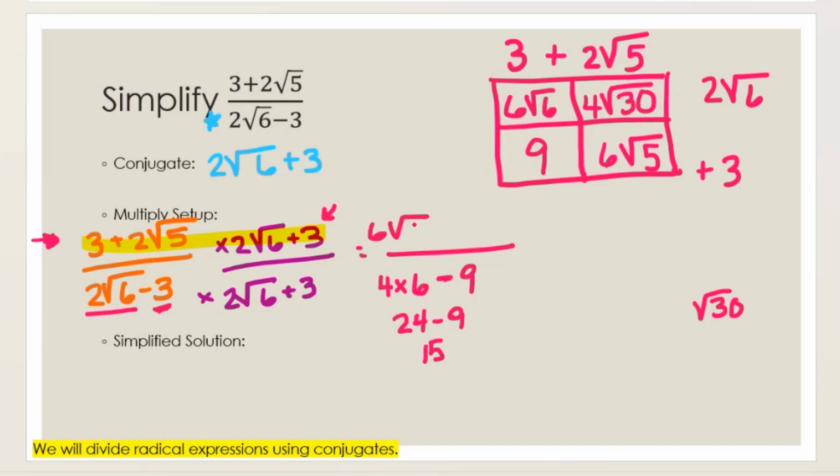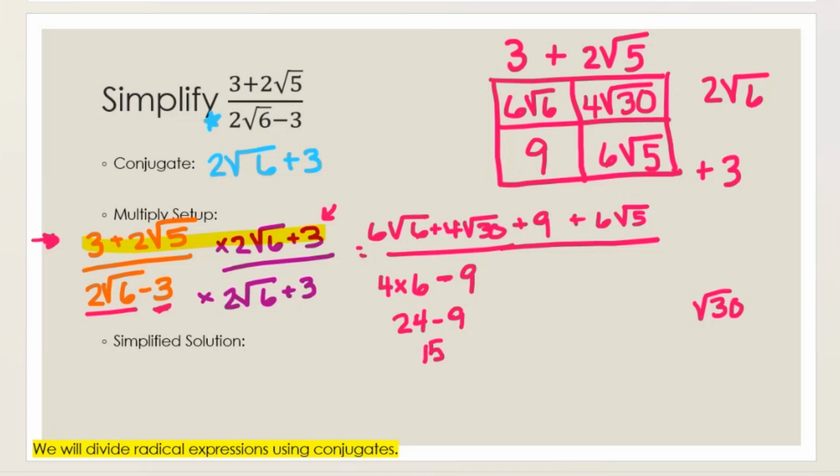6 square root 6 plus, since it's positive, 4 square root 30 plus 9 plus 6 square root 5. And I just pull this out a little longer. And I've now multiplied my numerator.